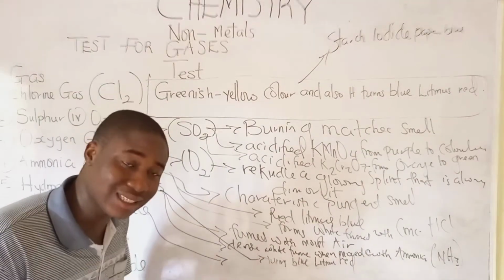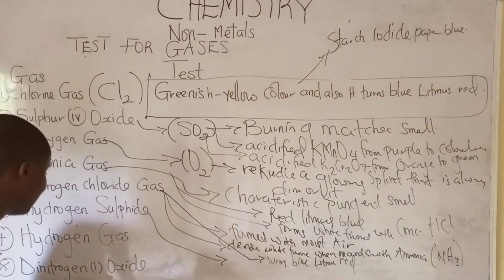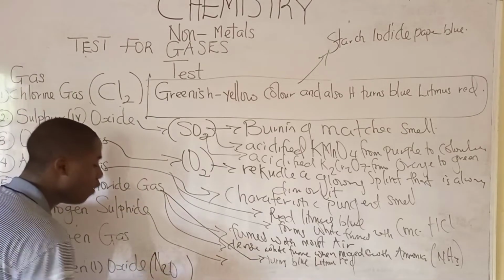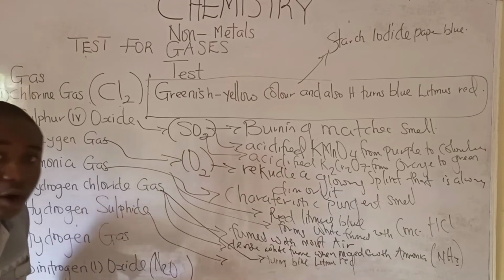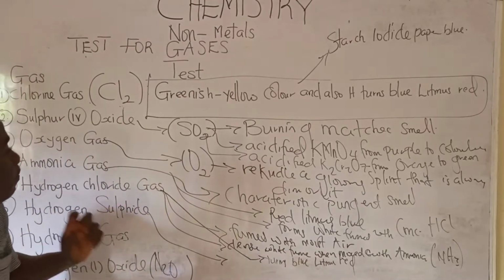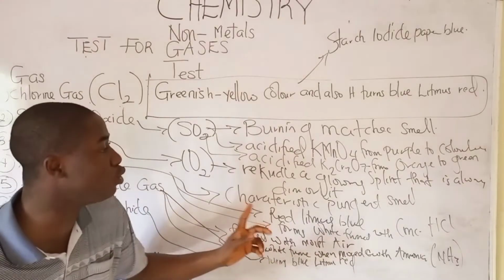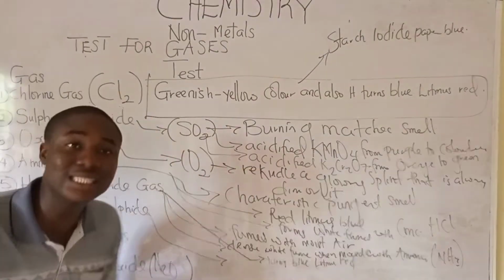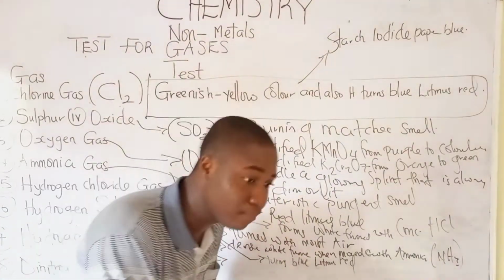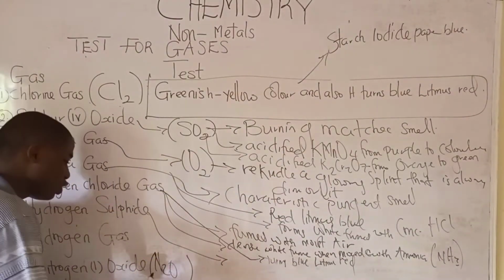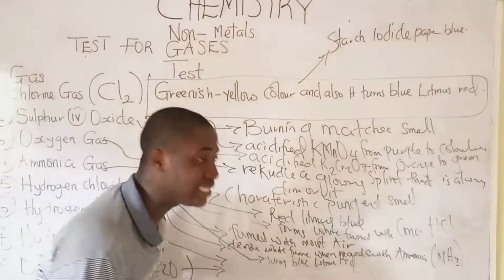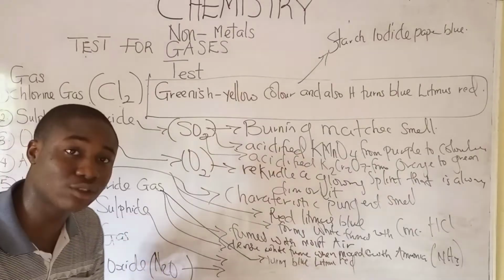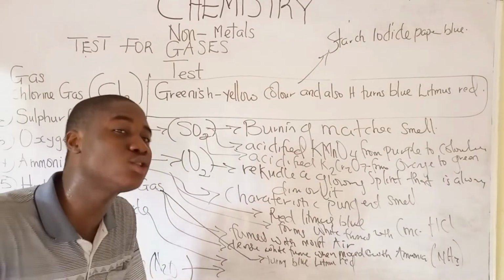Now, moving over to the last two gases, which are dinitrogen monoxide and hydrogen gas. Dinitrogen monoxide has the chemical formula N2O. It works like oxygen gas. Oxygen gas rekindles a glowing splint that can be dim or lit, but dinitrogen monoxide rekindles a glowing splint that is always brightly lit. And it also has a sweet smell.